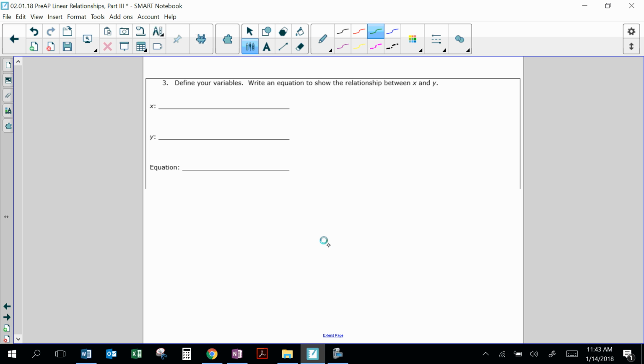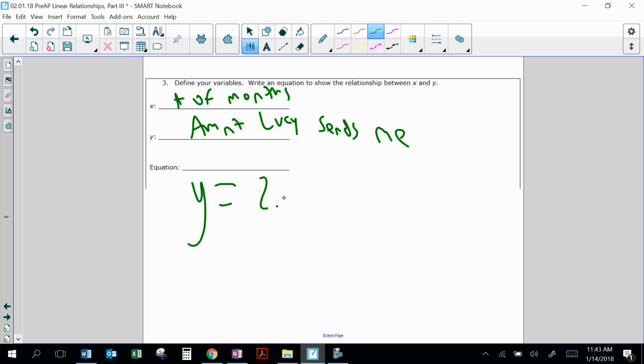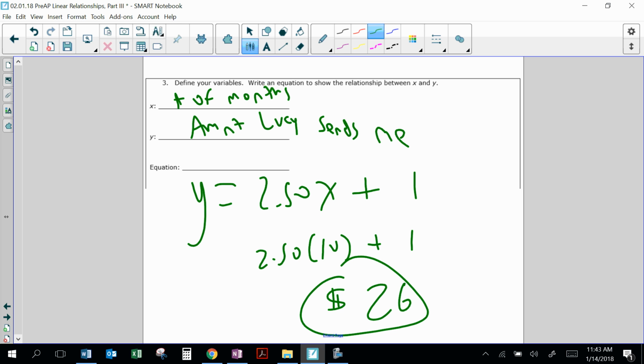And the graph does work on that one. So X is the number of months, while the Y could be the amount Lucy sends me. It says y equals 2.5x plus 1. So for example, if it's 10 months later, how much money, how rich will I be? 2.5 times 10 is 25, plus 1 is $26. Woohoo! After 10 months of dating, I'll be $26 richer. And that is our linear equations.